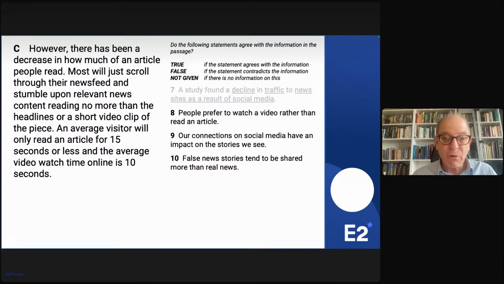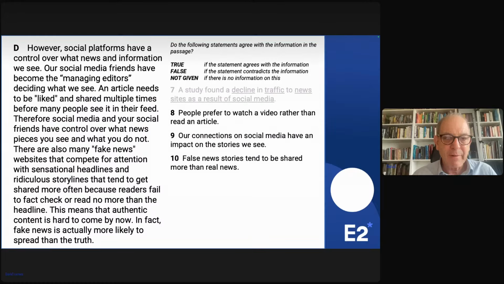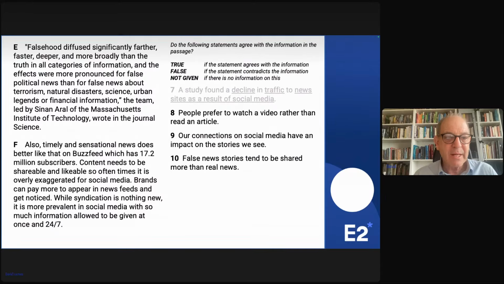There's the same text for the true, false, not given task, paragraph C. Take a screenshot. Paragraph D, screenshot. Paragraph D, true, false, not given, screenshot. Paragraph E and F, screenshot for the matching task. And E and F for the true, false, not given task.